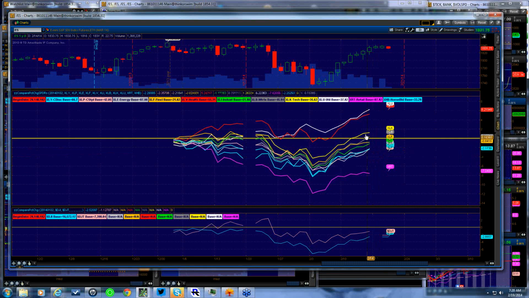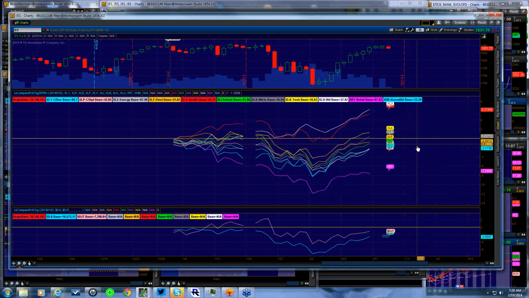And there's just utilities at the top. We have healthcare close behind. Technology is above where they opened, and then we have materials, XLB, just poking their heads above break even for the year. So just those four are at or above their opens. All the other sectors are still below where they opened the year.